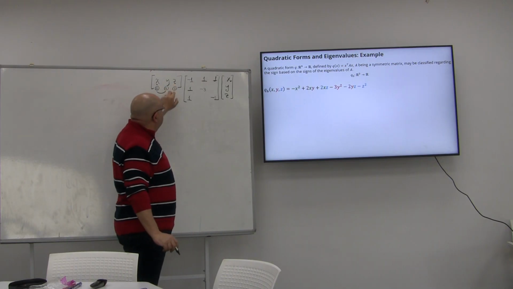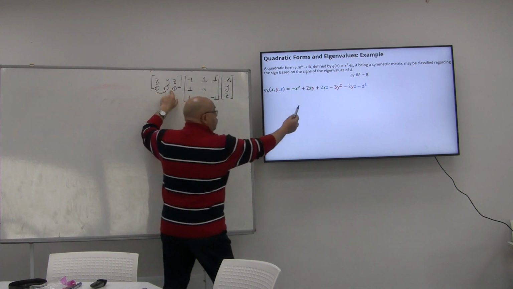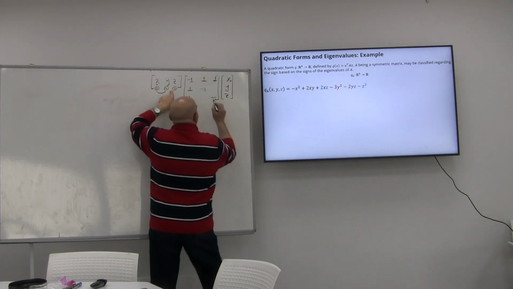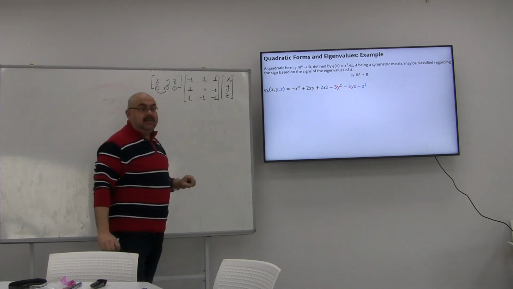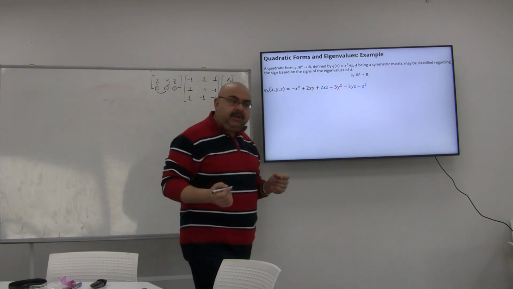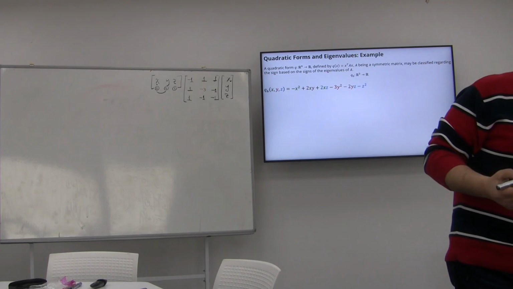Remaining YZ, which is the element 2, 3. YZ value is -2. So half of it will be in 2, 3, and the other half will be in 3, 2. This is how to get the symmetric matrix that we will get our eigenvalues from.